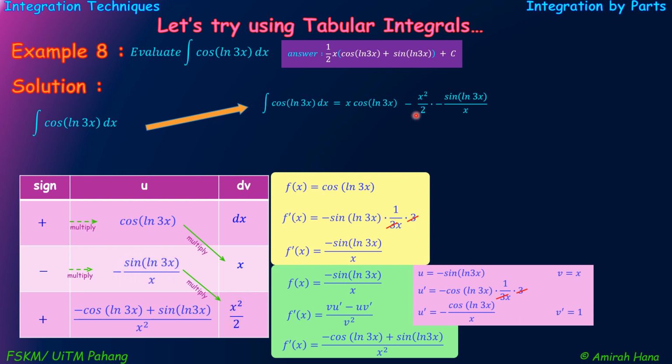Okay. And after that, we multiply this in a row. For the last row, we multiply in horizontal. And we need to put integration sign and dx. We multiply this. We have plus sign. And then we put integration sign and dx. And we multiply x squared over 2 and negative cos ln 3x plus sine ln 3x over x squared. Right? And after that, we can simplify x squared here and x squared in denominator here.